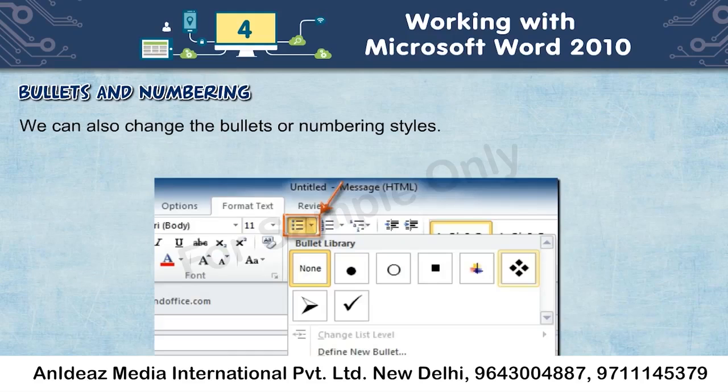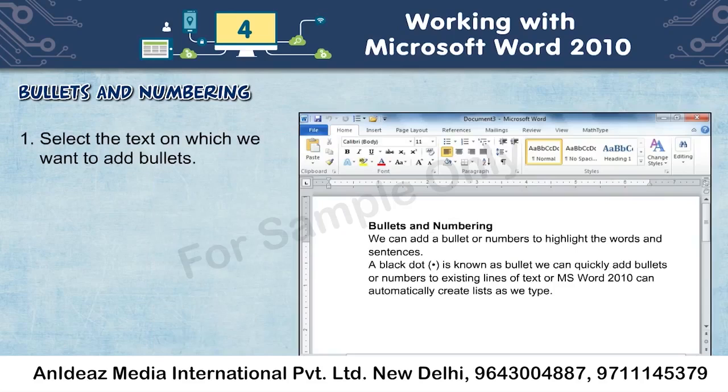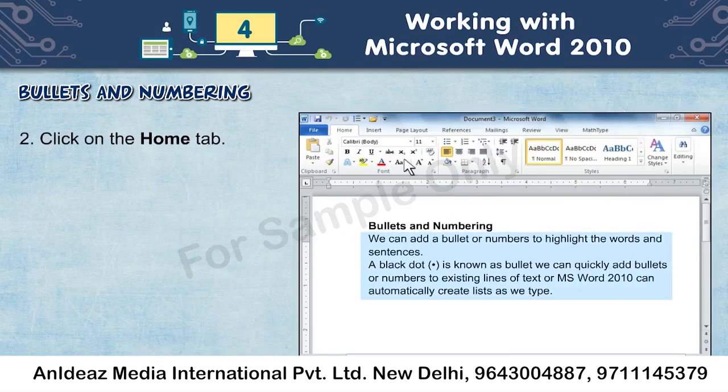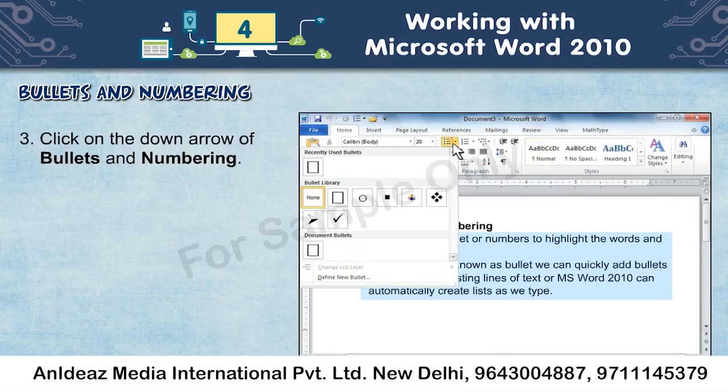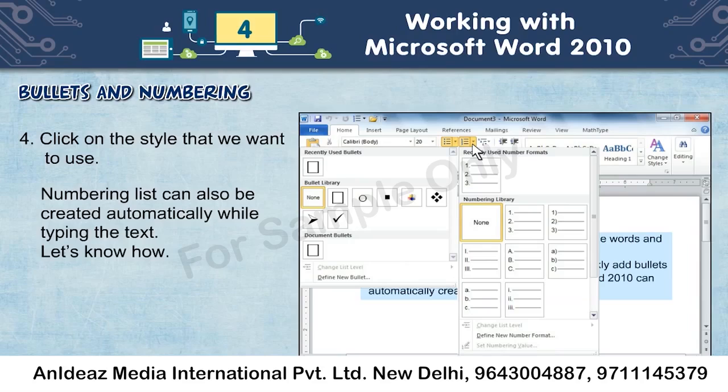We can also change the bullets or numbering styles. Go with these steps to change the bullet or numbering styles. Select the text in which we want to add bullets. Click on the Home tab. Click on the down arrow of bullets and numbering. Click on the style that we want to use.